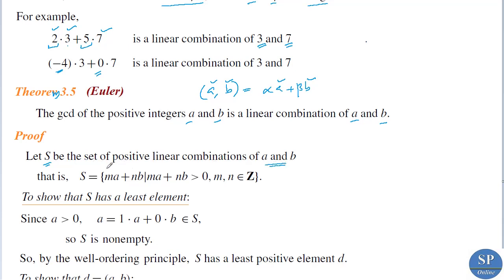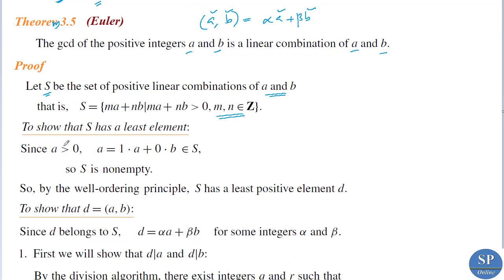Let S be the set of positive linear combinations of A and B. That is, S is equal to the set of integers like this: MA plus NB, such that MA plus NB is greater than 0 and M, N belong to Z. That is the set of linear combinations of A and B, such that each of those numbers should be greater than 0. That is, S is the set of positive linear combinations of A and B. First, we are going to show that S has a least element.